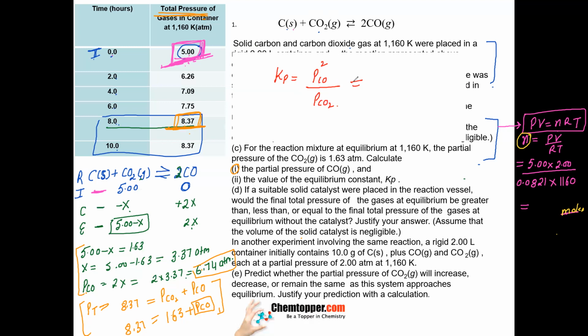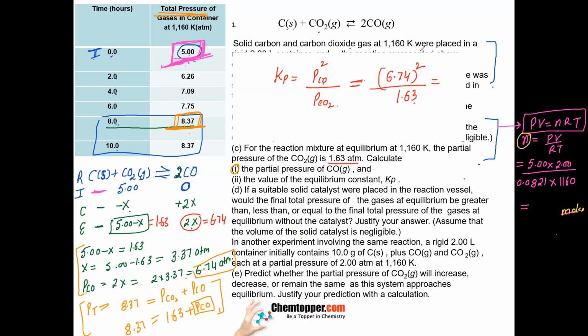So plug in the values here. What are the values? Equilibrium values. You know X. So what is the equilibrium pressure? This 2X. We calculated it. 6.74. And what is this value given to us? It was here, 1.63. Plug in these values here. 6.74 squared over 1.63. And that's the Kp value. It's a real AP question, children.